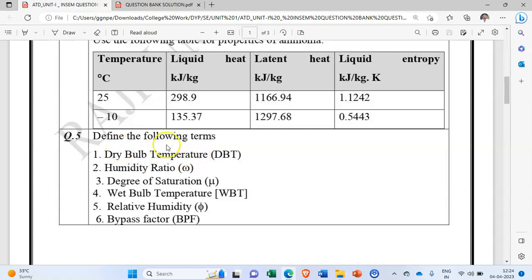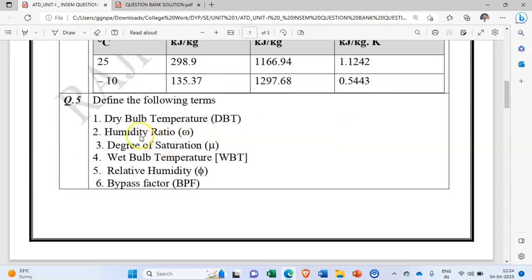These are just the definitions we have written down. Define the following terms: dry bulb temperature, humidity ratio, degree of saturation, wet bulb temperature, relative humidity, bypass factor. I have already given these in the notes, so you can refer to the notes, or I hope you write assignment number 1. In that also I have mentioned these terms. So this is a very easy question, so you try it on your own.